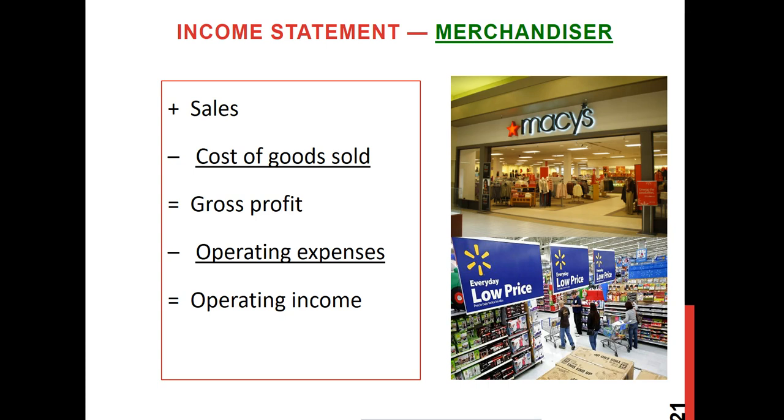But for a merchandising company, their inventory is only one type, which they purchase from the suppliers or other manufacturing companies, and they plan to sell at a higher price. Their income statement will look like this. It starts with their sales, whatever sales revenue they generate. Then they subtract the cost of goods sold, meaning whatever goods or products you are selling, the cost associated with those goods. You subtract those, and we call it gross profit.